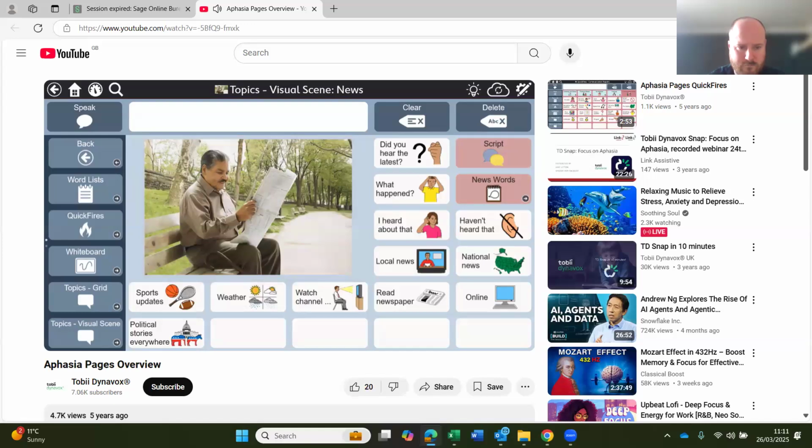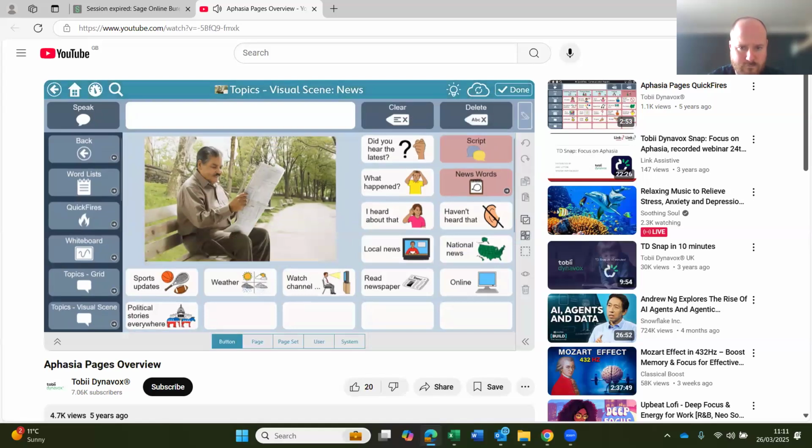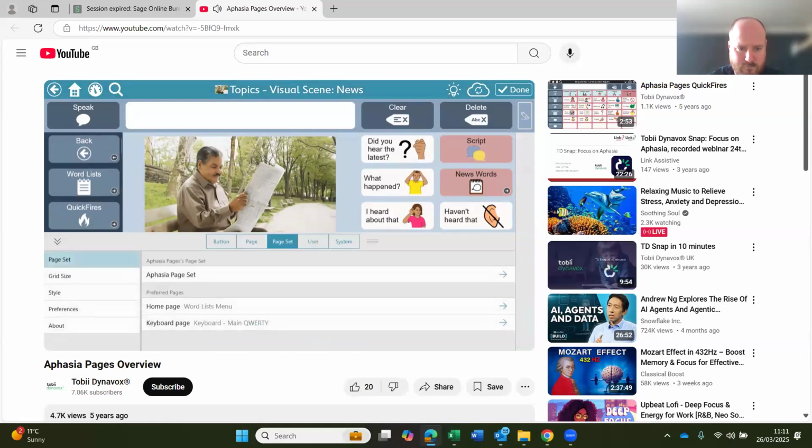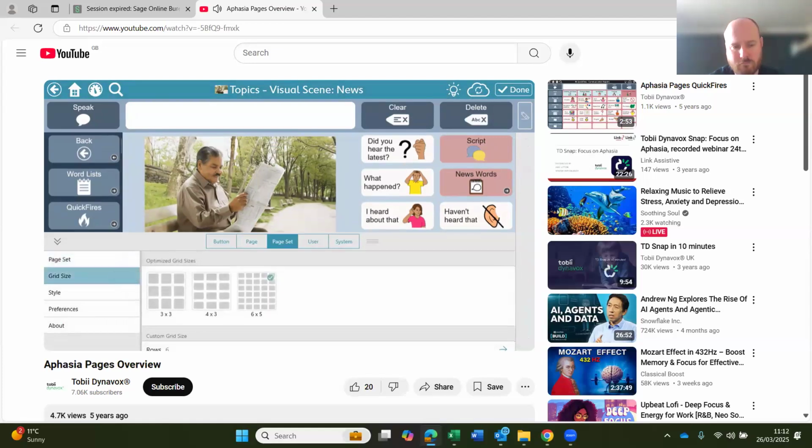Lastly, there are 3 grid sizes offered in the aphasia pages for Snap Core First. To access these grid sizes, select Edit, Page Set, then Grid Size. These sizes were included based on feedback from clinicians in the field and user testing.